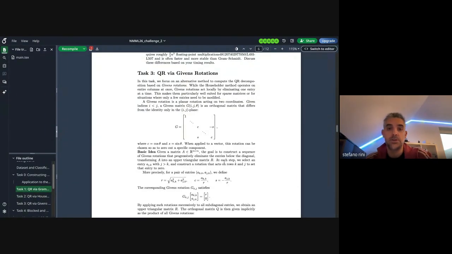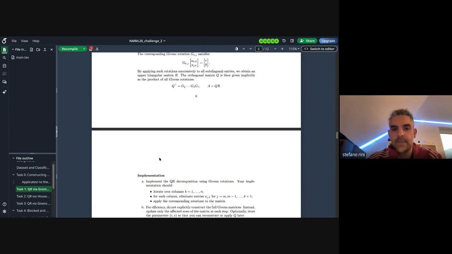Then there is a new topic, which is the Givens rotation. Givens rotation is very, very cute. Again, not particularly geometrically elegant, and not particularly difficult to implement. So go ahead.